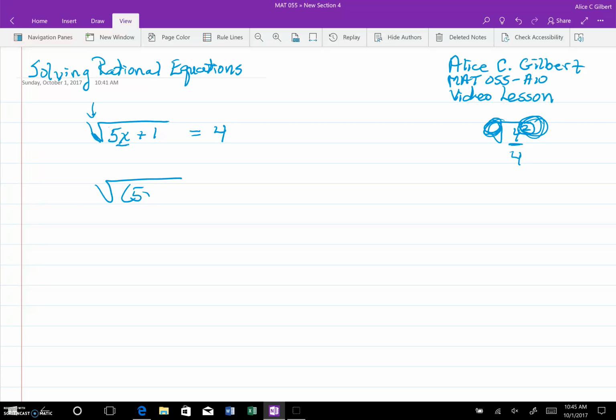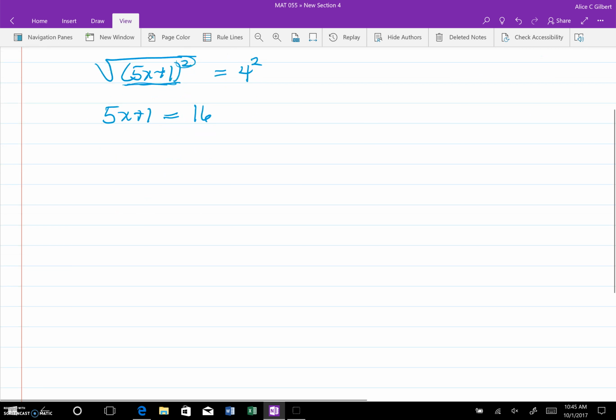Let's do it this way: 5x plus 1, the quantity squared. And now you can see the base of this exponent is the 5x plus 1. But if I do that on one side of my equal sign, I have to do it on the other. So now on the left side, my 5x plus 1 falls out as my answer. And over on the other side, I've got 4 squared. That's 16. Now, this is just a linear equation, not a quadratic. It doesn't have a squared anywhere.